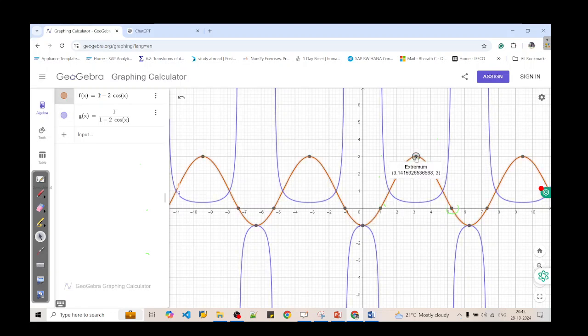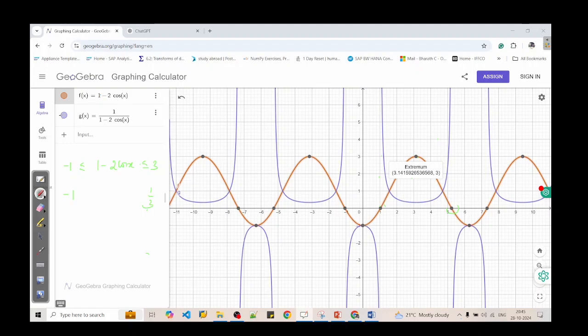So let me write here. For 1 minus 2 cos x, the minimum value is minus 1 and the maximum value is 3. If you take the reciprocal, 3 becomes 1 by 3. That's what happened here. And when you take the reciprocal of minus 1, it is minus 1 only.